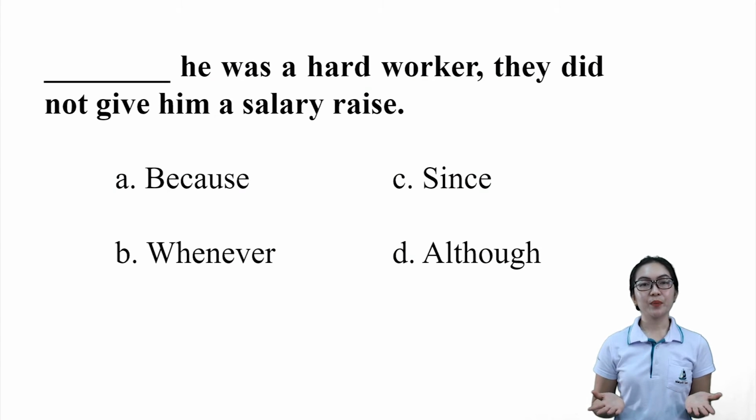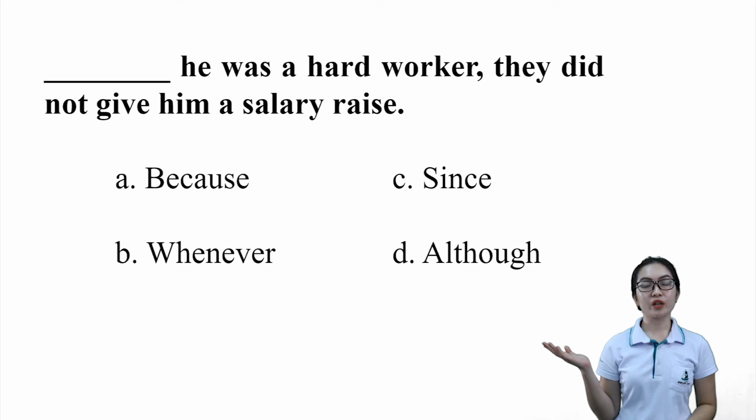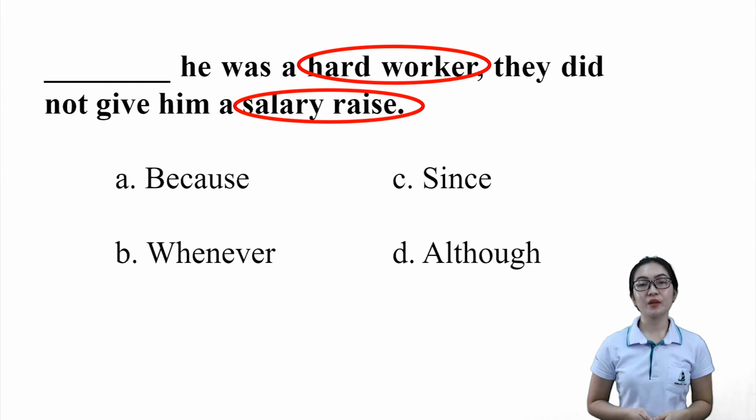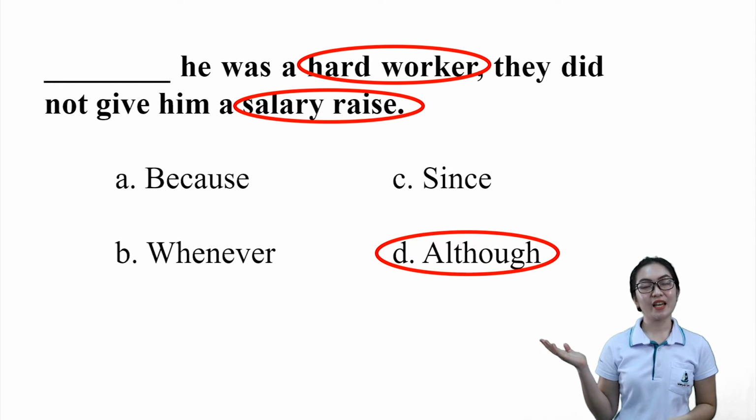In this example, the dependent clause, blank, he was a hard worker, contradicts the main clause, they did not give him a salary raise. A hard worker can expect to get a salary raise. So, the correct choice is although, letter D.